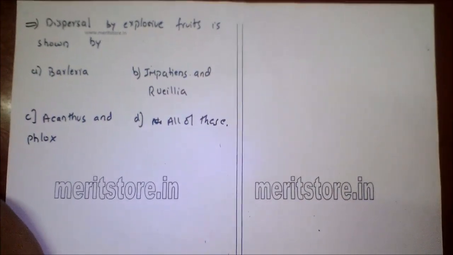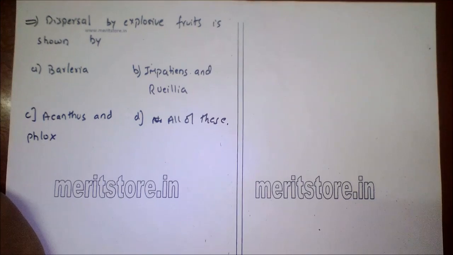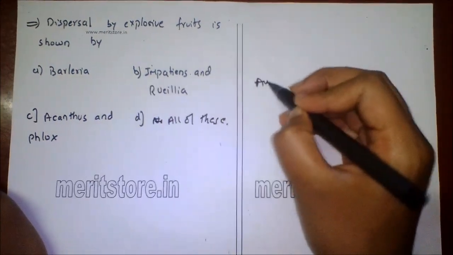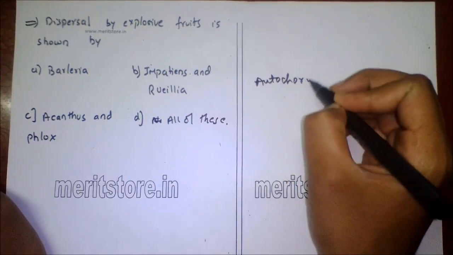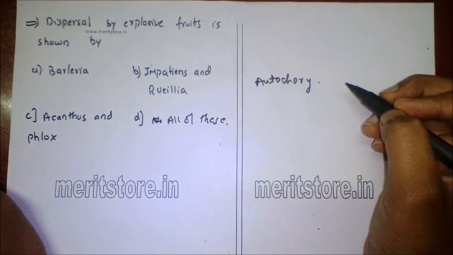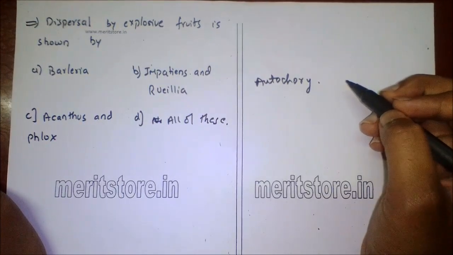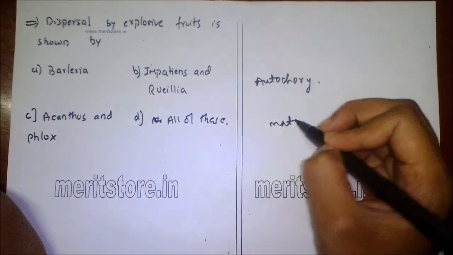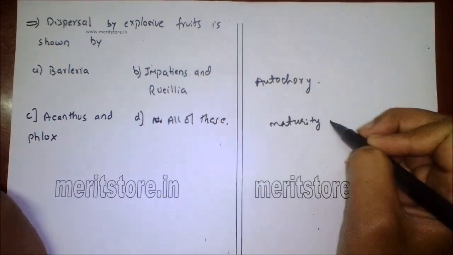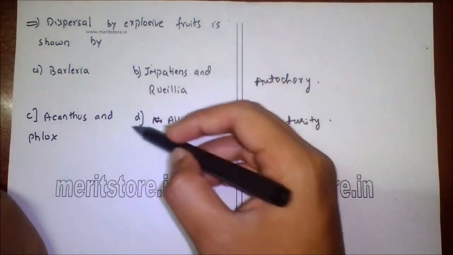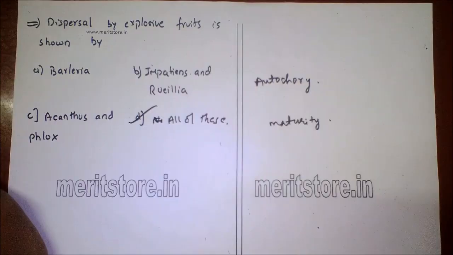Dispersal by explosive fruit is shown by: A. Barleria, B. Impatiens and Ruellia, C. Acanthus and Phlox, D. all of these. So autochory is dispersal by explosion, self-dispersal of the seeds which occurs when the fruit splits up at maturity. Such fruits open with force and scatter the seeds in all directions. It is seen in all the following options. So option D is the correct answer.